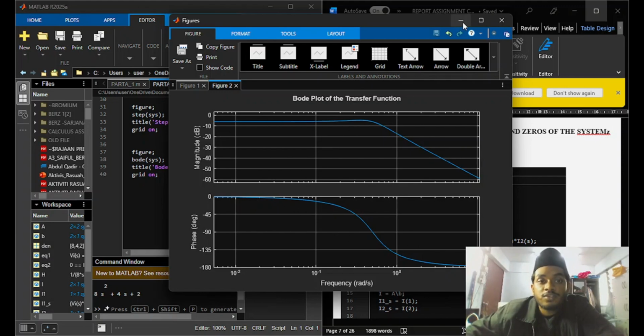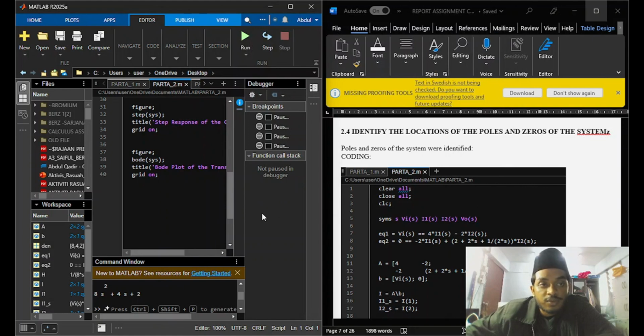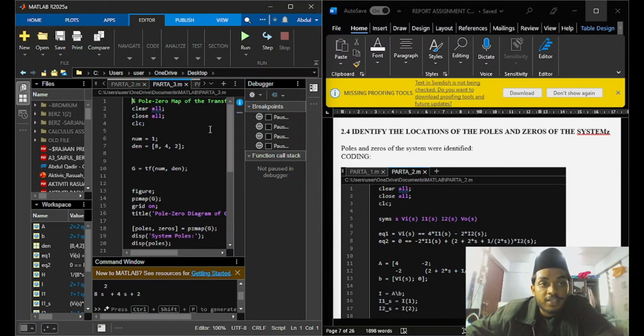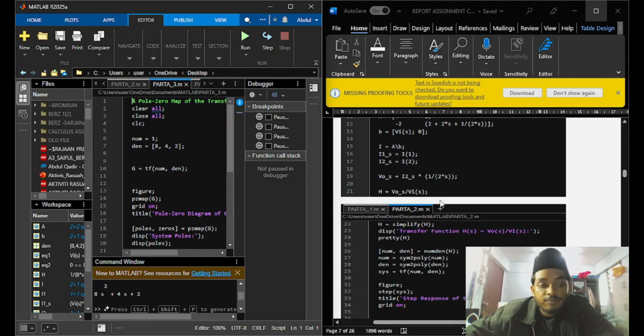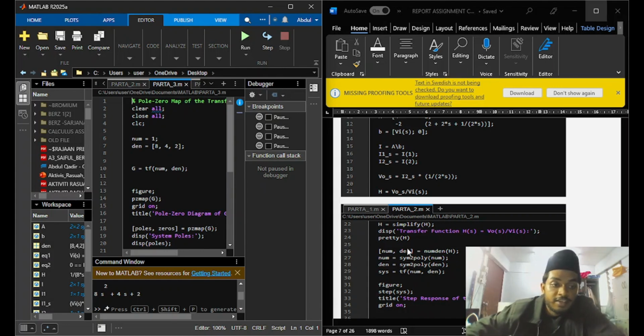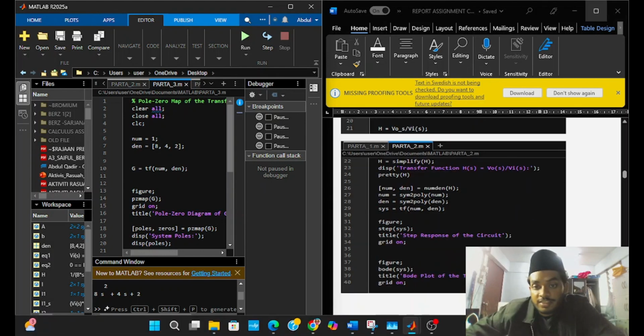Next we go to part 3. The poles and zeros confirm the system is stable since all poles lie in the left half of the S-plane. Okay, so we go to the state space representation.